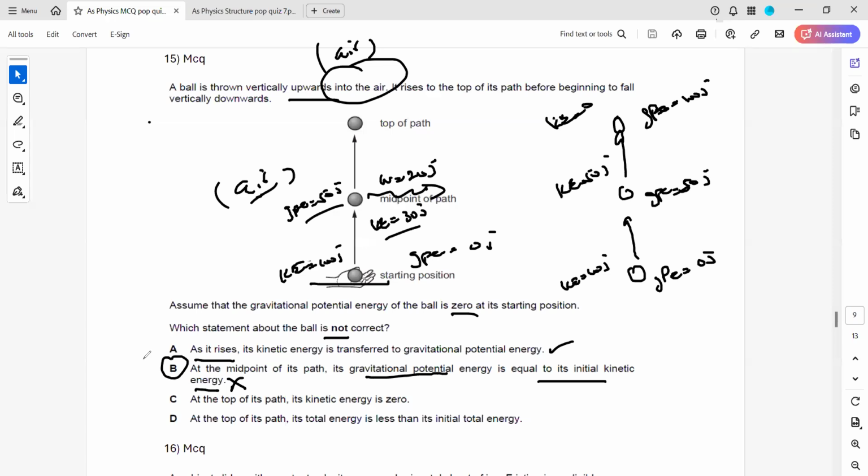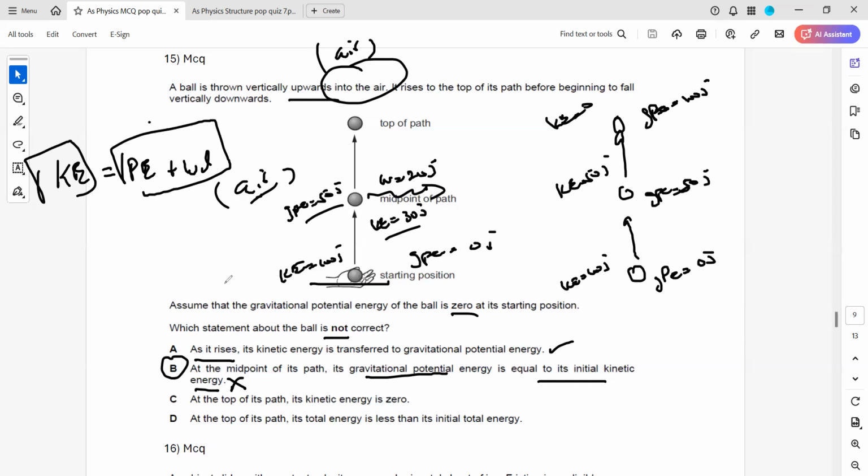The kinetic energy will be equal to the gravitational potential energy plus the work done against the friction. The total energy will be conserved, but kinetic is not equal to potential. The statement here, kinetic energy is equal to potential energy plus work done against the friction. So the sum of potential plus work done will be equal to the initial kinetic energy. But KE and PE will not be the same at the midpoint, or even at any point.